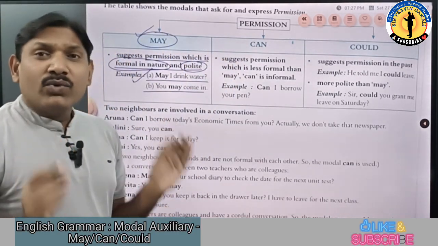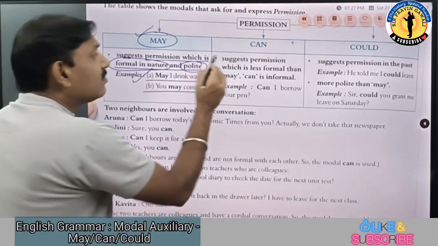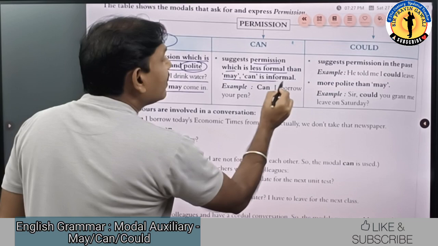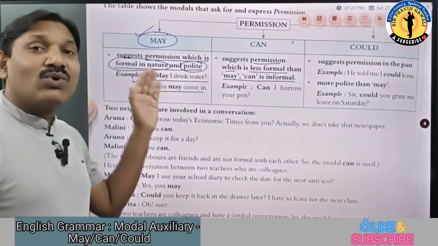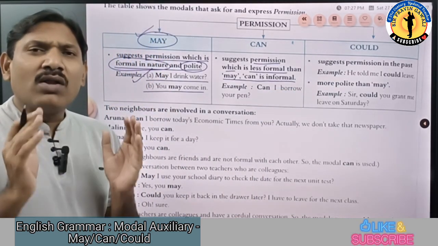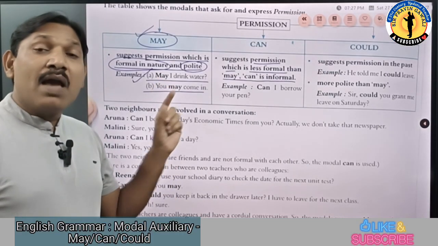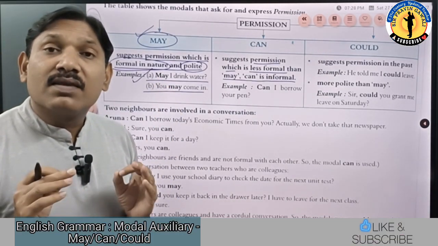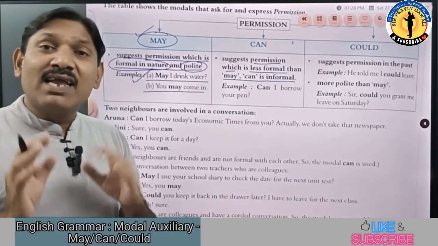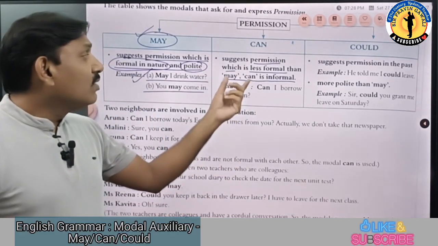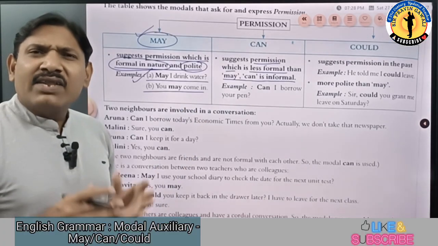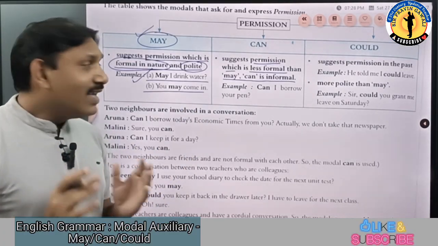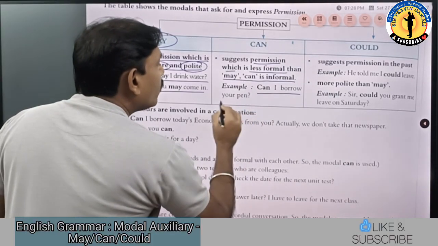Now can, when do we use the modal can? Students, can suggests permission which is less formal than may. Can is informal. Just now I have told you, if it is formal, we can use may. But if it is informal, for example you are asking something of your friend, and the conversation is informal, then we can use can. For example, can you give me your water bottle? Can you give me your notebook? In this way. For example, can I borrow your pen?